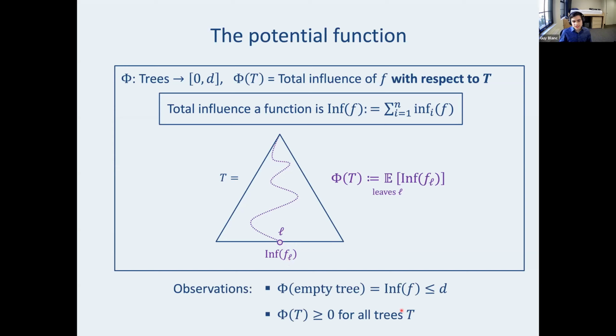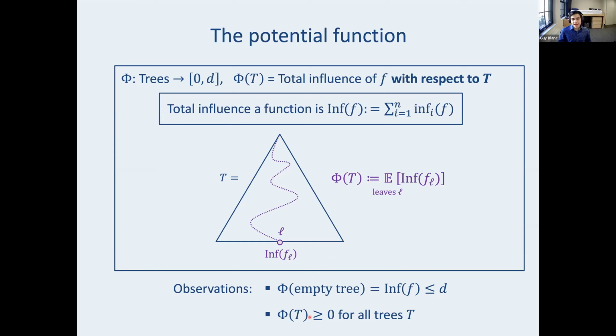Just some quick observations about it. The potential of the empty tree is just the total influence of F, because you only have the single restriction, which is the empty restriction. And a fact is that all depth D decision trees have total influence at most D. So we get that our potential doesn't start too large, which is nice because we're going to decrease it and we want to argue it gets to 0.